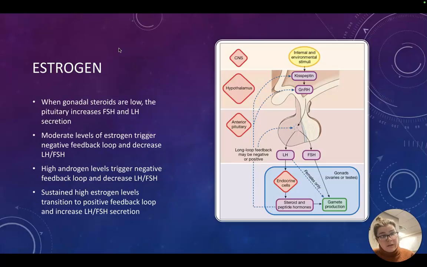Now the transition here occurs when there are sustained high estrogen levels for approximately 36 hours. That negative feedback loop actually switches to a positive feedback loop and increases LH and FSH secretion by the pituitary. So it starts as a negative feedback loop, and then, kind of a plot twist, switches to a positive feedback loop with these sustained estrogen levels.